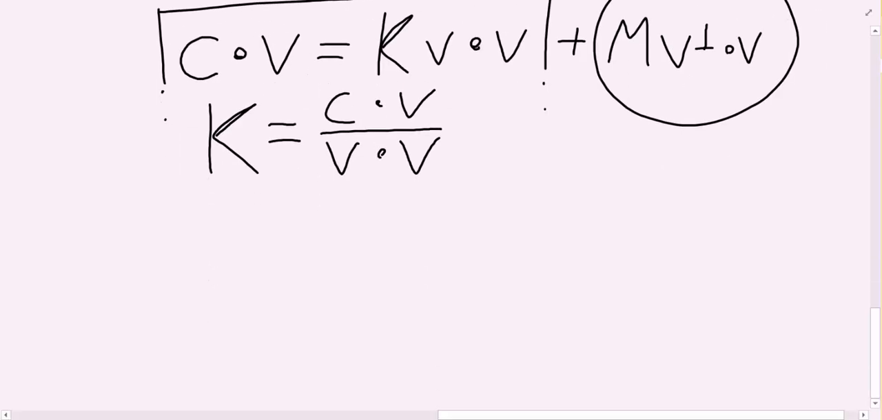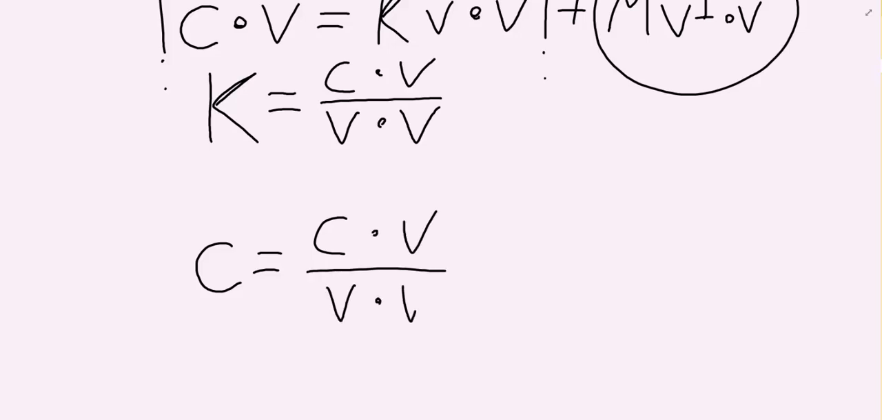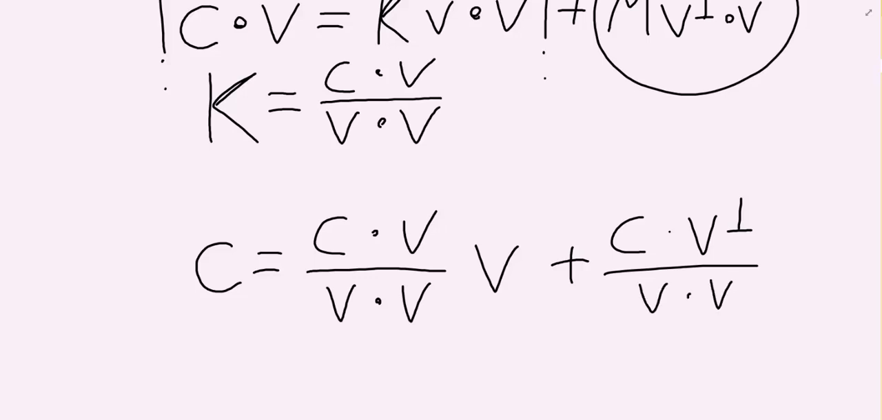But in the end, we can set it up this way. Since k equals this, we can now say c equals c dot v divided by v dot v times v plus c dot v perp. This is what we'd solve m as, actually, v dot v times v perp. And we can also switch v dot v for the length of v squared, if that's of interest to us at any point.